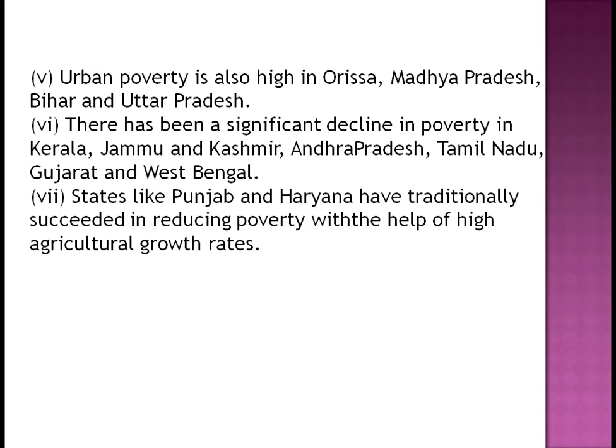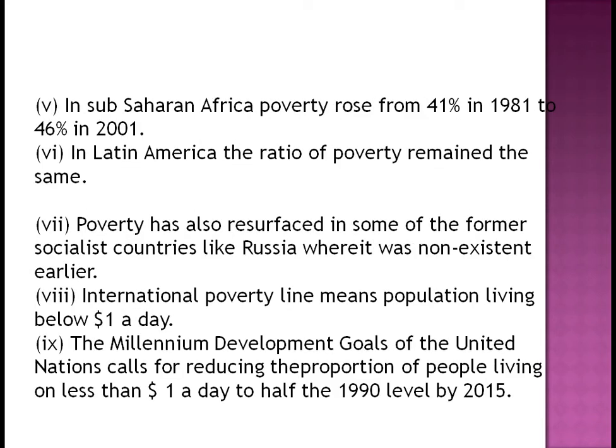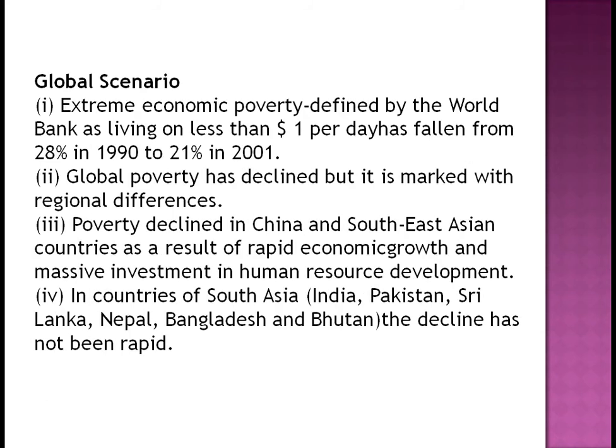Urban poverty is also high in Orissa, Madhya Pradesh, Bihar and Uttar Pradesh. There has been a significant decline in poverty in Kerala, Jammu and Kashmir, Andhra Pradesh, Tamil Nadu, Gujarat and West Bengal. States like Punjab and Haryana have traditionally succeeded in reducing poverty with the help of a high agriculture growth rate. Okay, next we are going to see the global scenario.